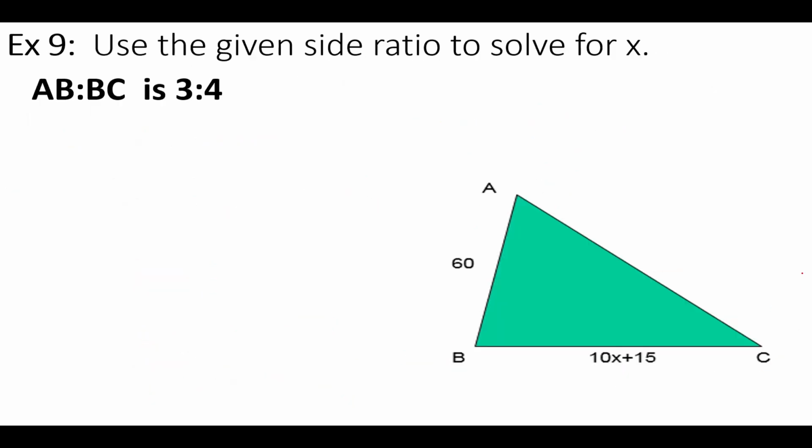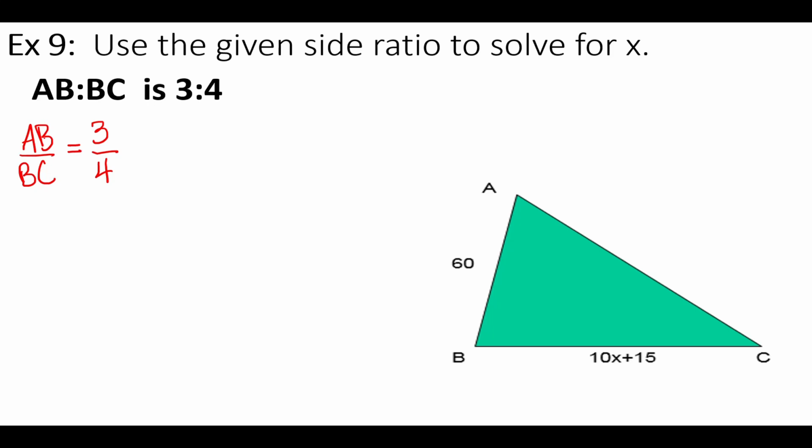Okay, our last example for today. We have a picture of a triangle. They gave us some expressions and side lengths, and they also gave us a ratio. They said AB to BC is the same as 3 to 4. I'm going to write it as a fraction. For me, it's always simpler to understand ratios written as fractions: AB over BC is equal to 3 to 4.